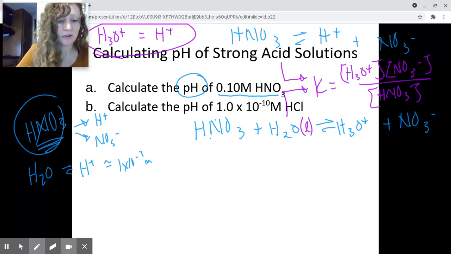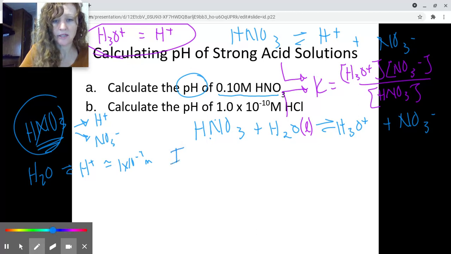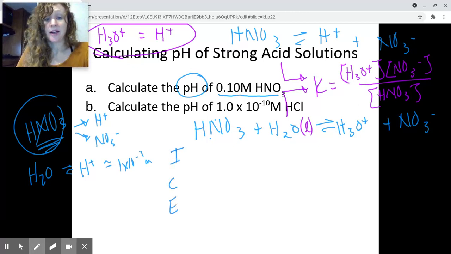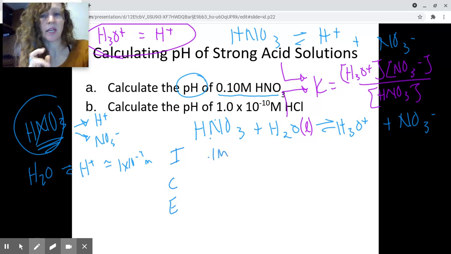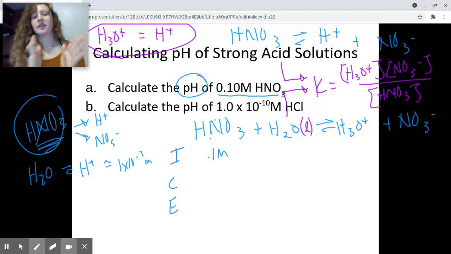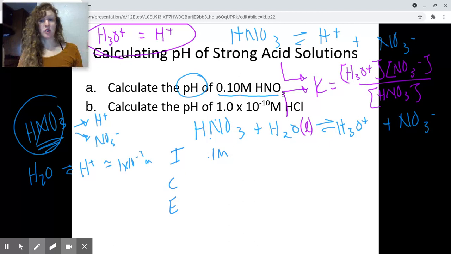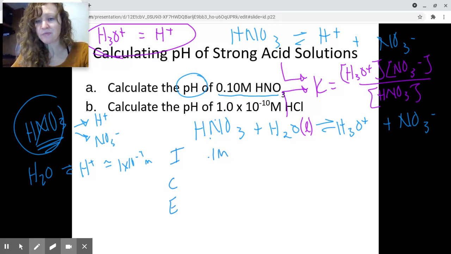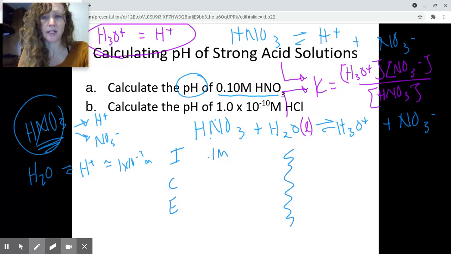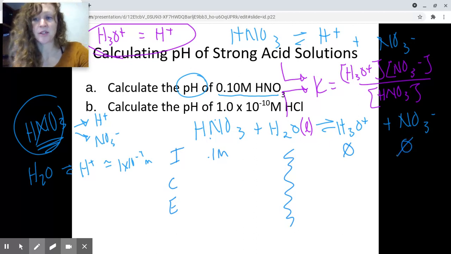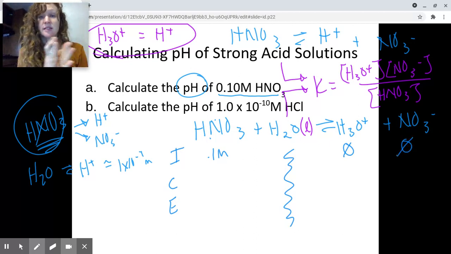Okay, now I'm also going to set up my ice chart. So I have 0.1 molar HNO3. When they give you an initial concentration, you're assuming that that's what the concentration is before the reaction starts. So before we mix things, when we have all our separate solutions, how much of each thing do you have present? Well, I know I have 0.1 molar HNO3. I kind of get to ignore water because it's a liquid and it doesn't affect my K equation. And then I'm not going to have any H plus or NO3 minus, because remember, this is the amount before the reaction happens.